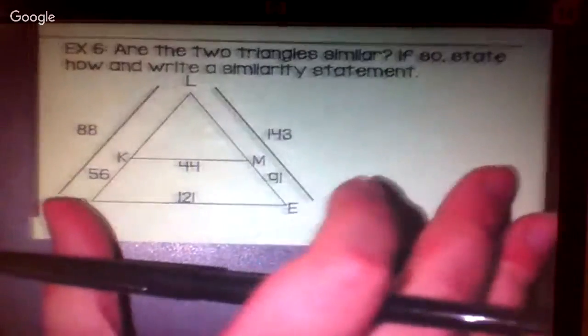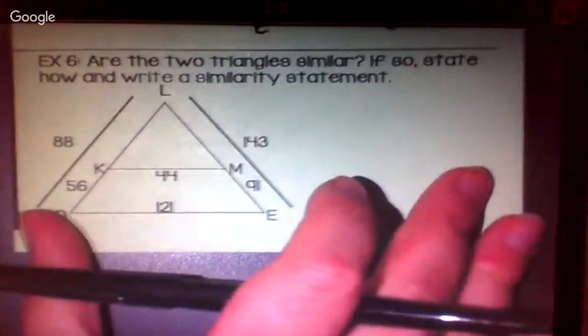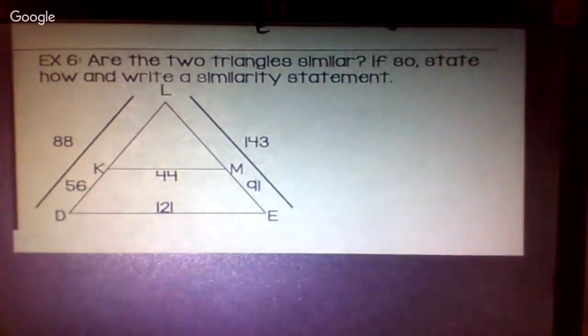Okay, flip it, last example. And then I'm going to show you how to solve. No. Yes! Solving is fun. Math in general.